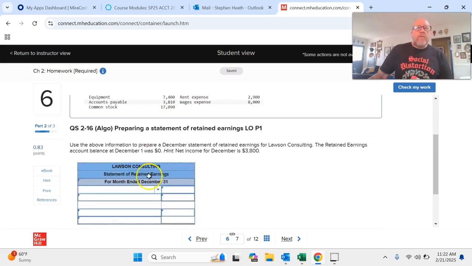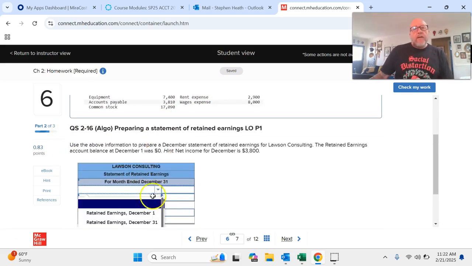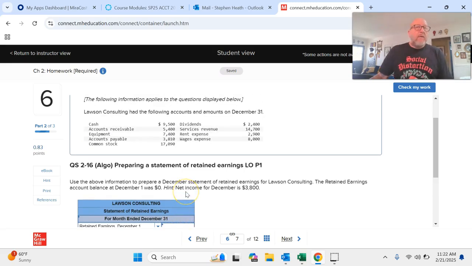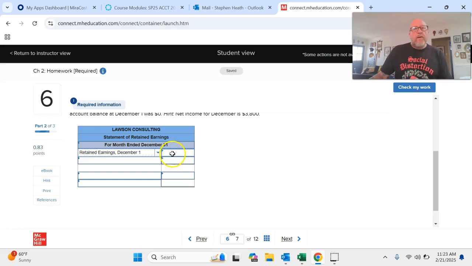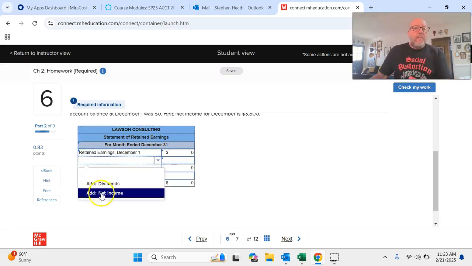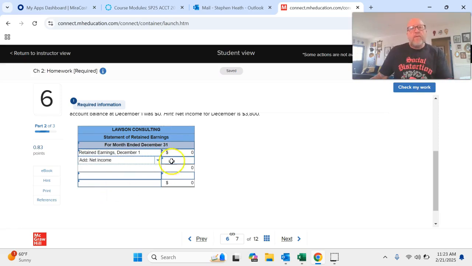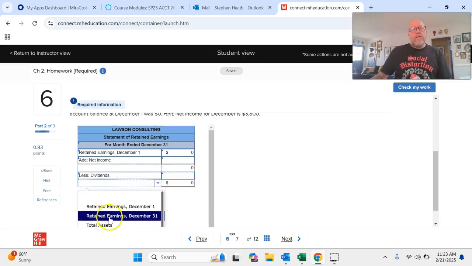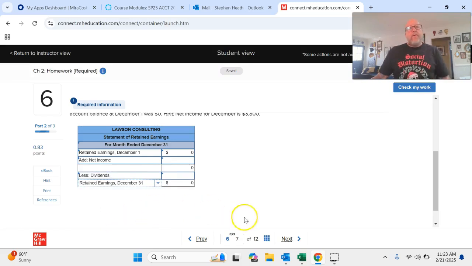So when I'm done with the previous question, then I can come in here and say, okay, what was retained earnings at the beginning of December? And if I'm not seeing retained earnings up here, I'm thinking that's 0. Then I would take net income from the previous question. Then I would subtract dividends, and that would give me my retained earnings balance at the end of December.